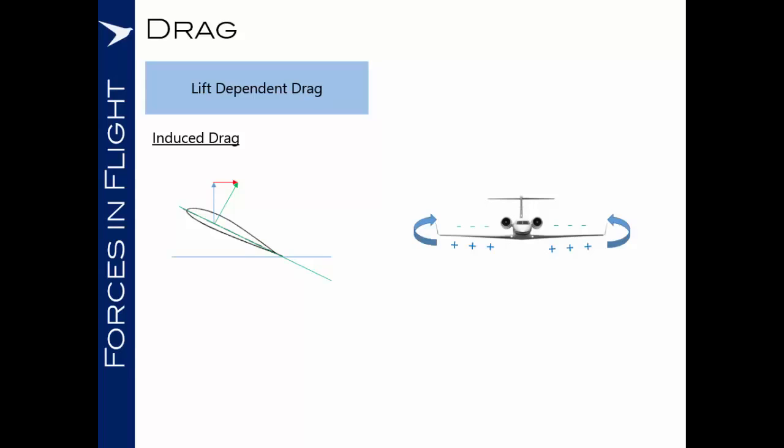Now this rolling over of the air from the bottom surface of the wing to the top surface of the wing creates the wingtip vortices. The effect of these wing vortices is that they generate an area of descending air behind an aircraft. This downwash takes away slightly from our angle of attack. And I've depicted this by the red line here.